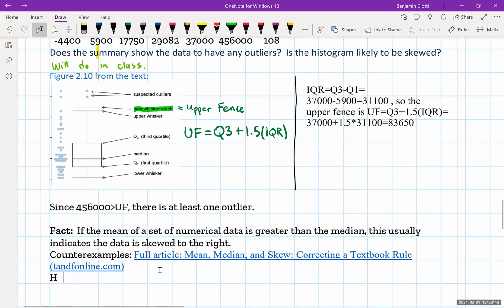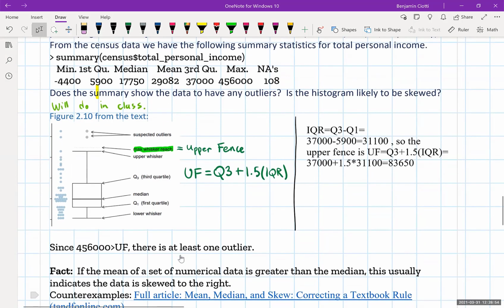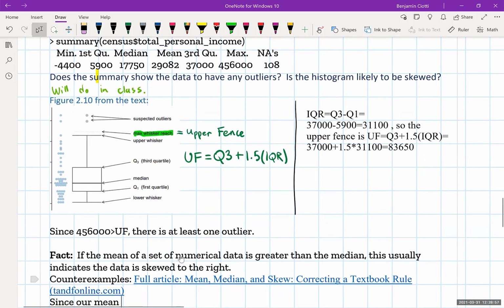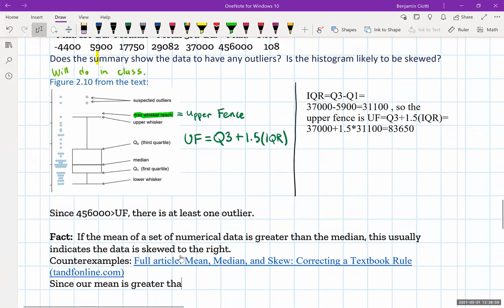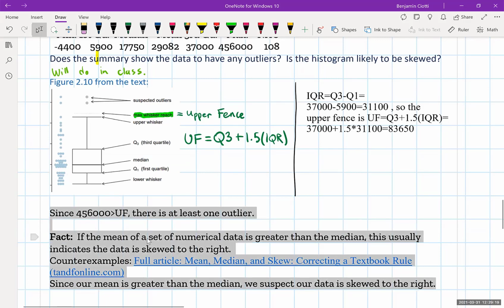So, since our mean, which is 29,000, is greater than the median, we suspect that our data is skewed to the right. So that's why the answer to the second question is also yes. Now, I finished the problem. I'm done. The answer to both questions was yes.